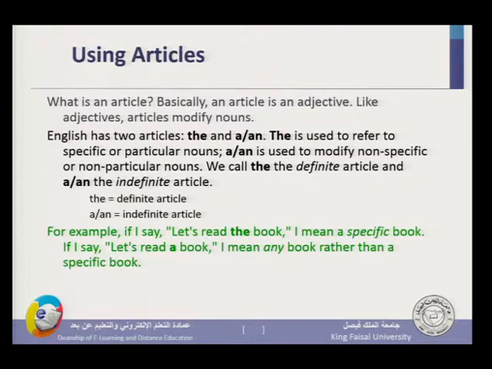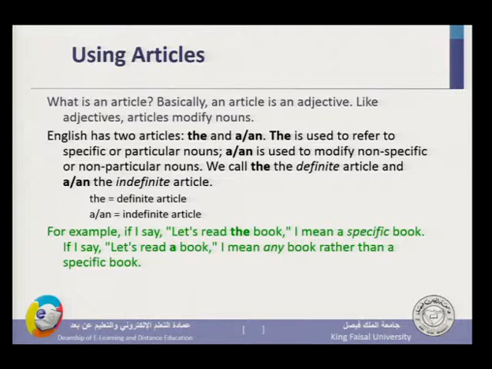If I say the, this is what I wrote here. When I use the definite article the, it means I'm talking about a particular thing. So, if I say, let's read the book, the use of the definite article the with the word book means I'm talking about a specific book, not any book. Read the book I talked about, for example. But sometimes I might say, let's read a book. This means I advise you to read. Let's read a book, any book. So I'm not talking about a specific book.